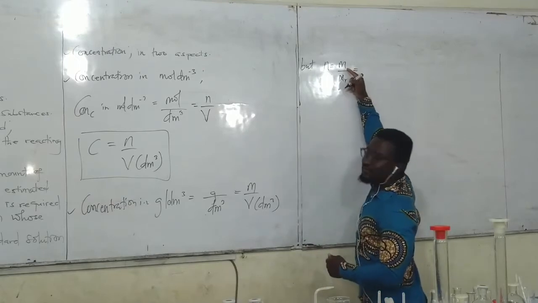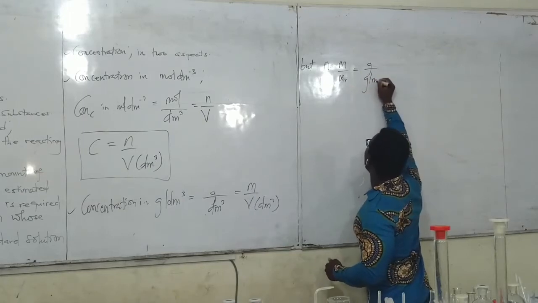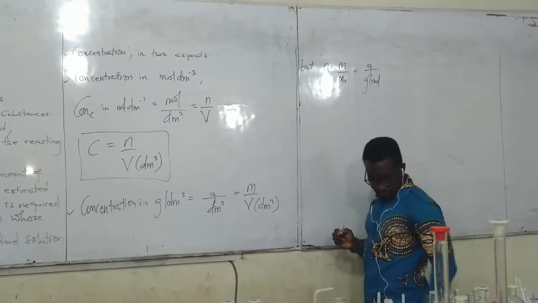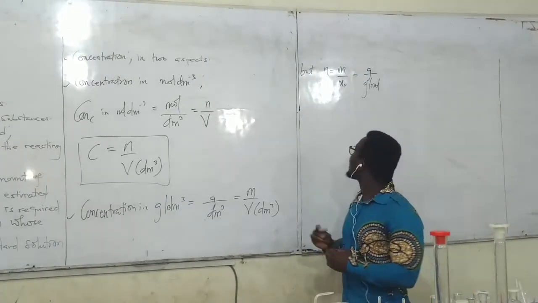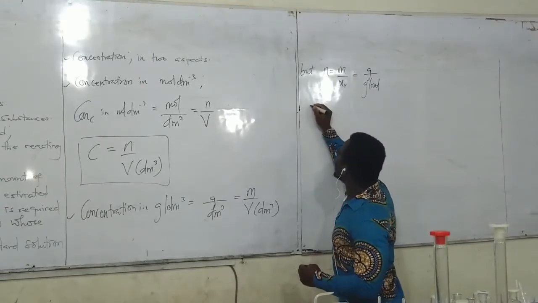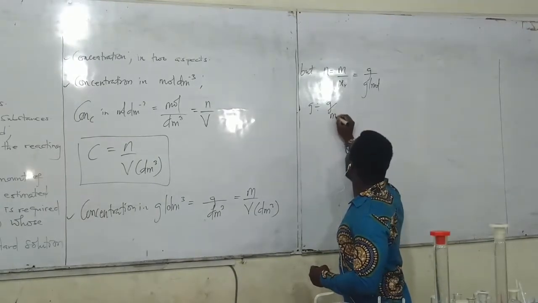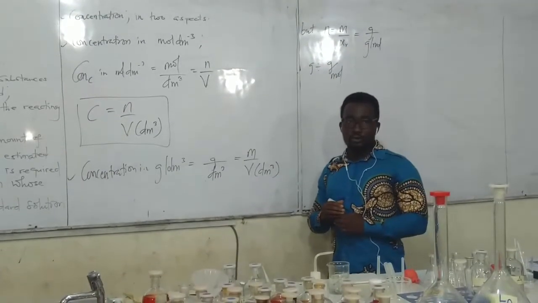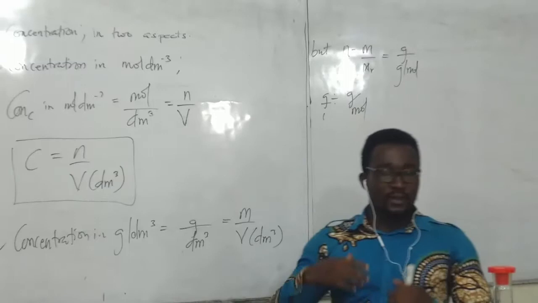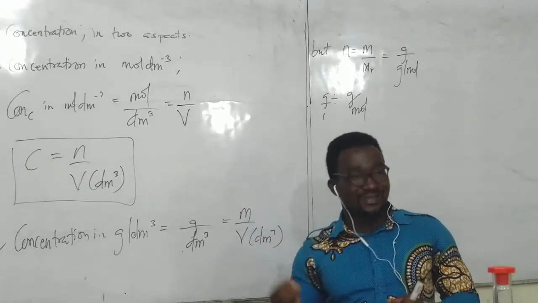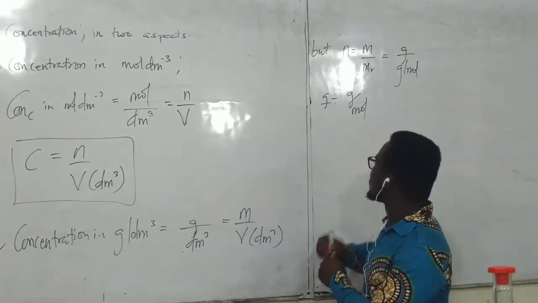Now, the unit for this M is G, and the unit for this is gram per mole. Let's move to mathematics a little bit. This one indicates that we have G divided by G over mole. In maths, when you have any whole number standing, we can make it a fraction by dividing it by 1. So this time, G is also divided by 1.